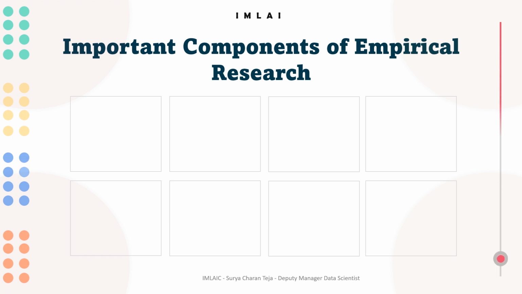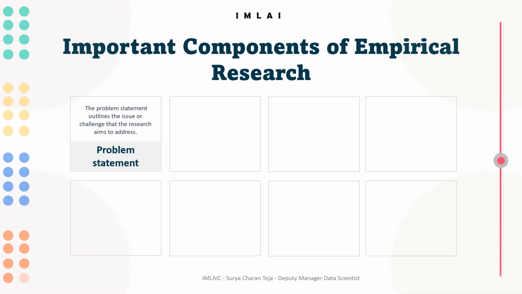So, empirical research often involves the use of statistical methods to analyze data and draw conclusions, and it aims to provide objective and verifiable results that can contribute to the advancement of knowledge in that particular field. Now let's look into some of the important components of empirical research very quickly. We'll begin with the problem statement. The problem statement outlines the issue or challenge that the research aims to address. It provides a clear and concise description of the problem, its significance, and the need for conducting the research.